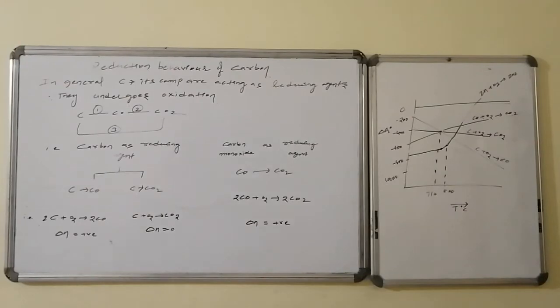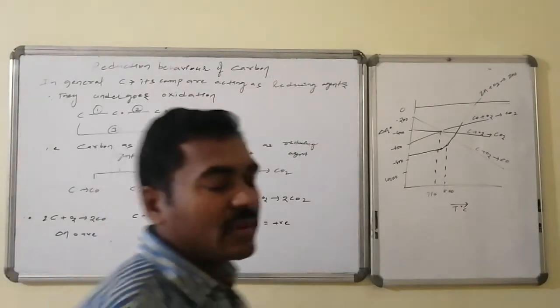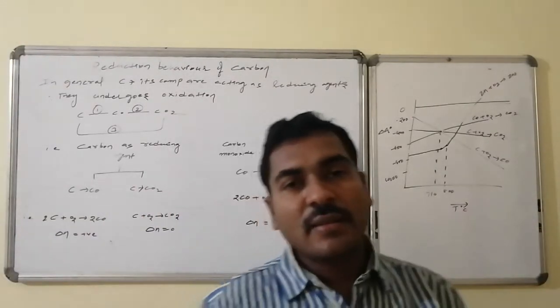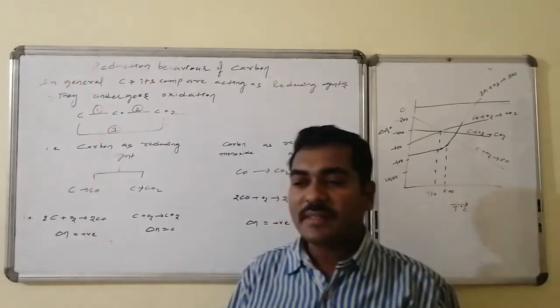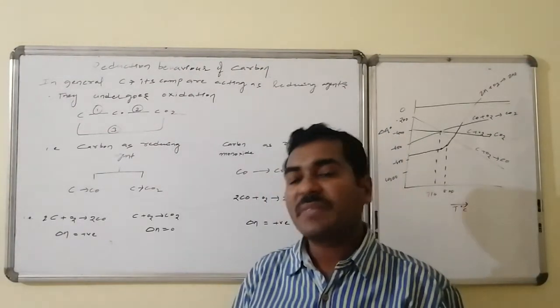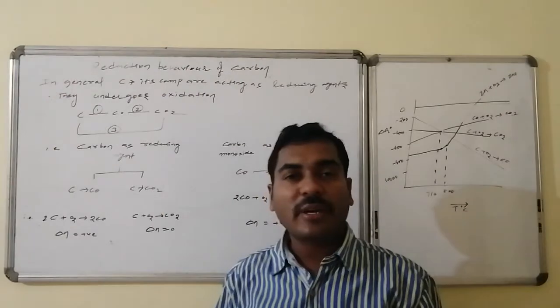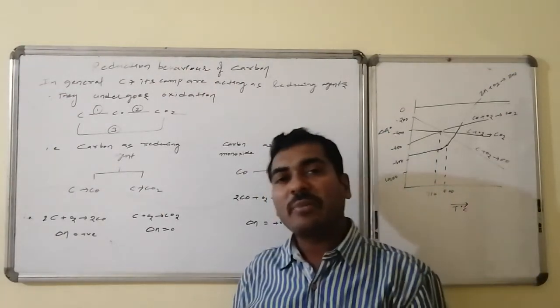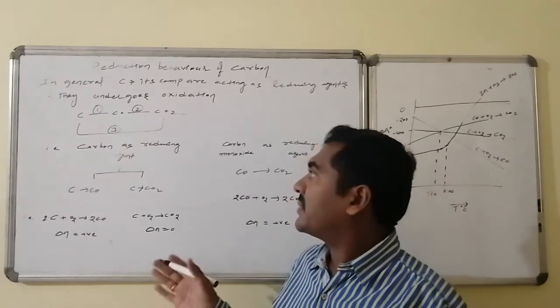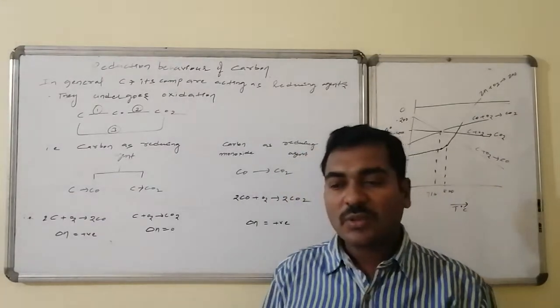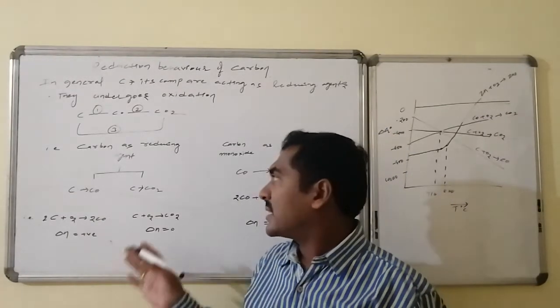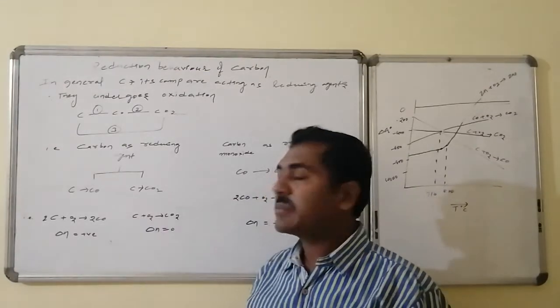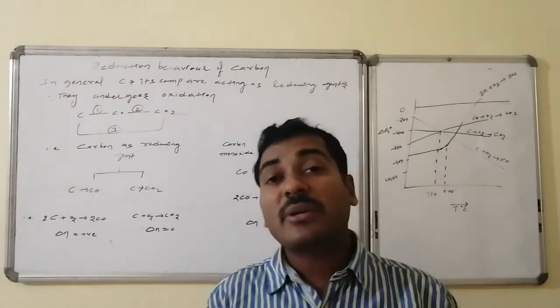Regarding the reduction behavior of carbon and carbon compounds when they act as reducing agents in metallurgical operations, suppose I take carbon: it can be converted to carbon monoxide, which can be converted to carbon dioxide, and even carbon can be converted directly to carbon dioxide. So carbon acting as reducing agent has two situations. One is carbon to carbon monoxide, the second is carbon to carbon dioxide.